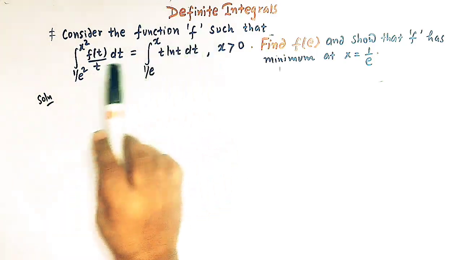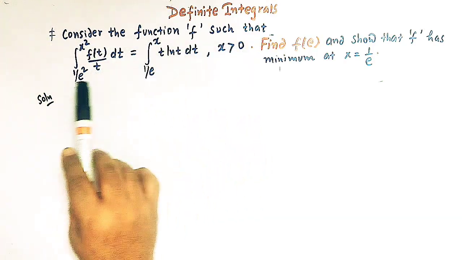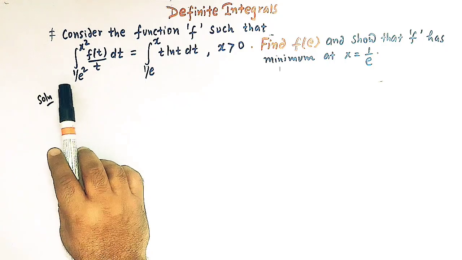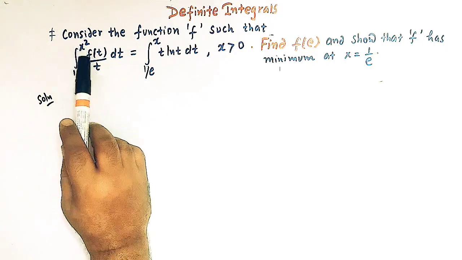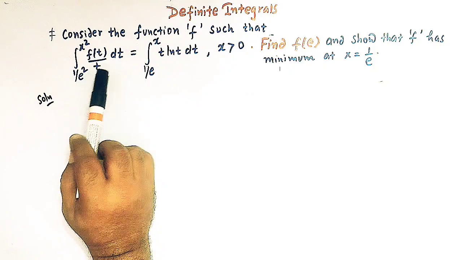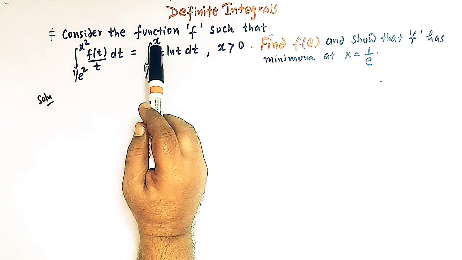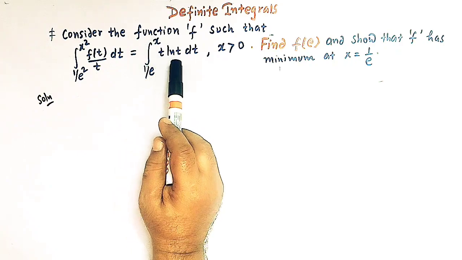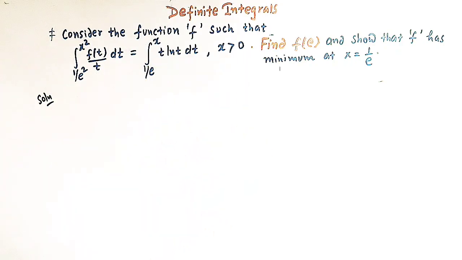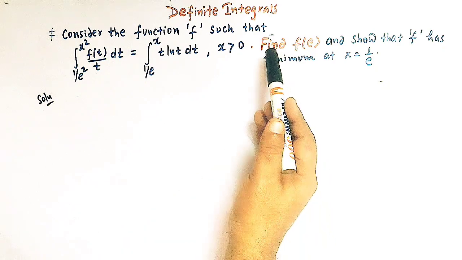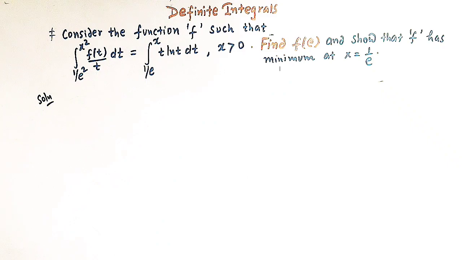a function f which satisfies this equation, that is the integral from 1 over e square to x square of f of t divided by t dt is equal to the integral from 1 over e to x of t natural log of t dt, where x is greater than 0, right? And we have to find the value of f of e, and we have to show that f has a minimum at x is equal to 1 over e.